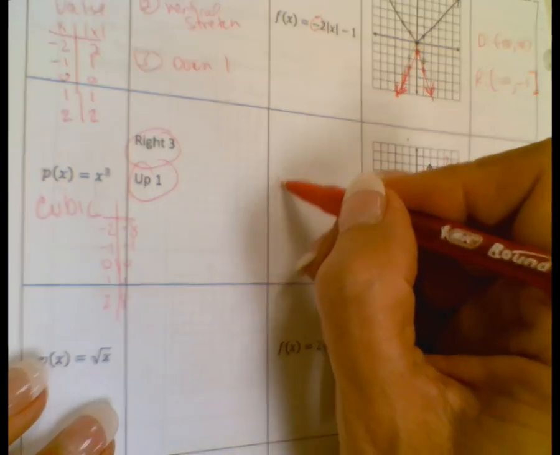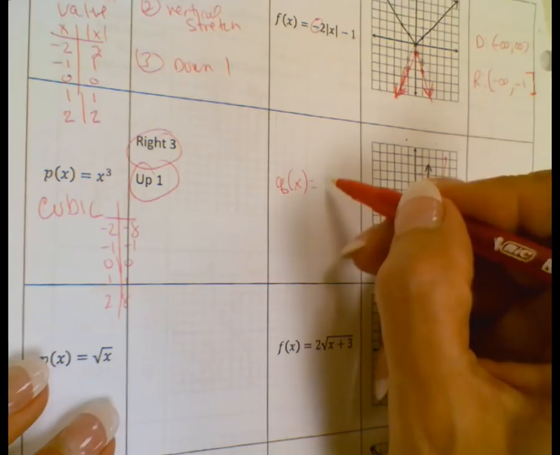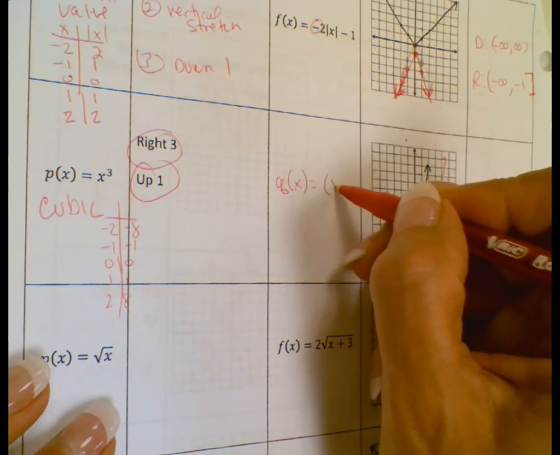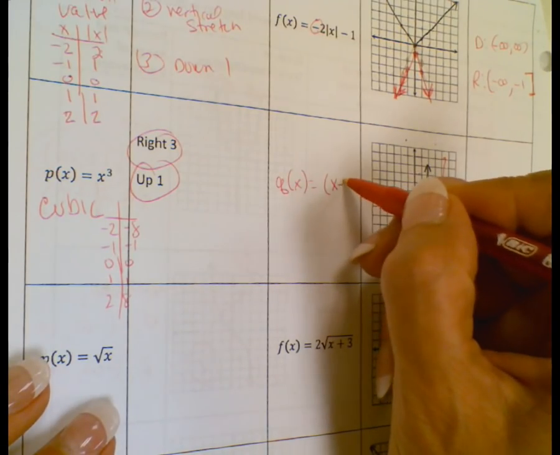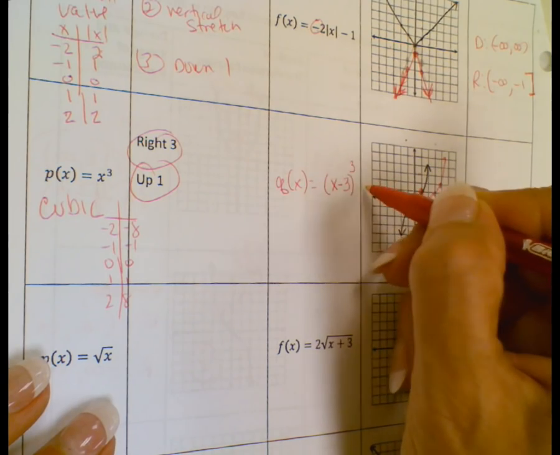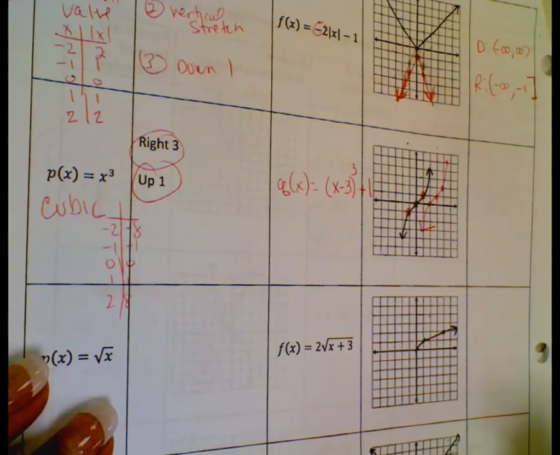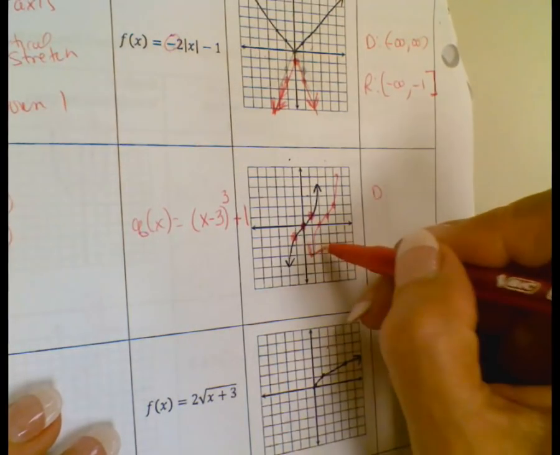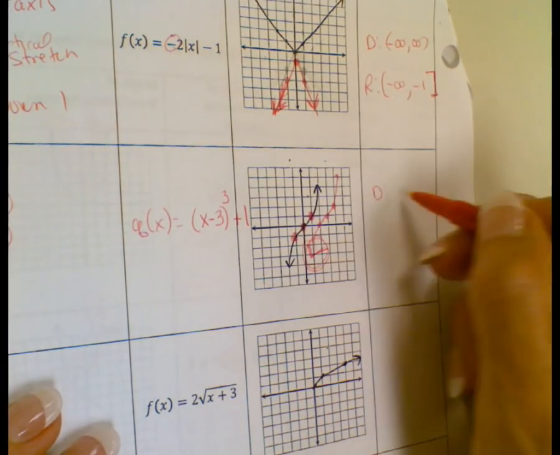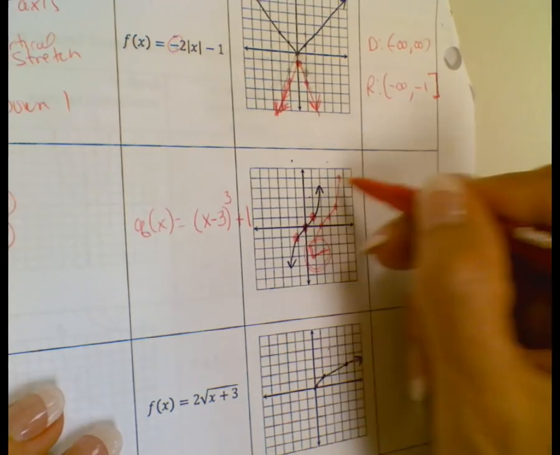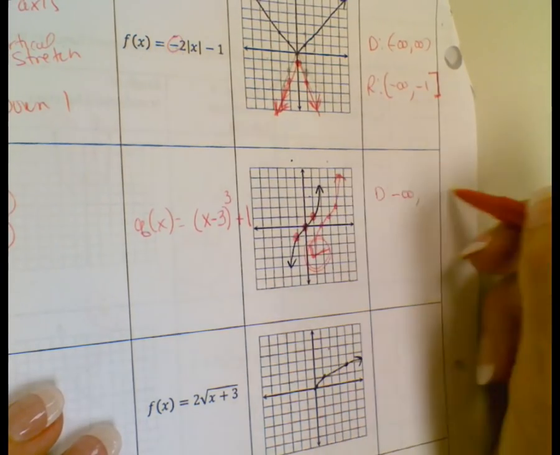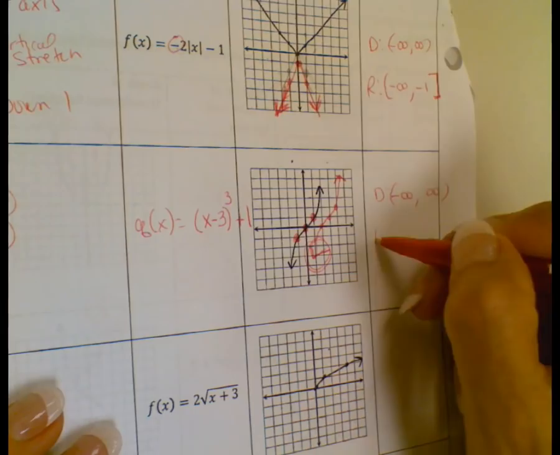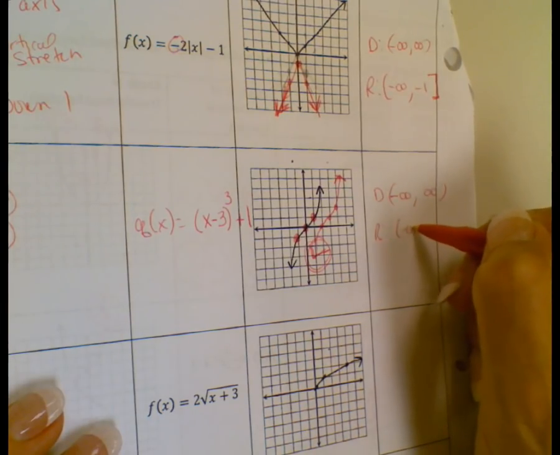So how would you write it? Q of x. Right 3 means it goes in parentheses, but because it says right, you're going to go -3 cubed and then up 1. Domain. How far left does this go? Not only is this arrow going down, but it's also going left. So that's -infinity. Not only is this arrow going up, but it's also going right. That's +infinity. And the range is also the same thing because it's cubic.